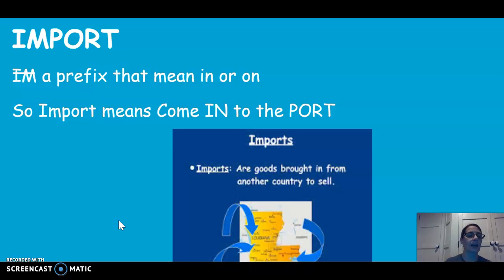If I add im, which is a prefix that means in or on, so import means to come in to the port. So if you look at this map of Louisiana, all of the goods are coming in to Louisiana from other places. So those are imports. They're coming in to Louisiana.